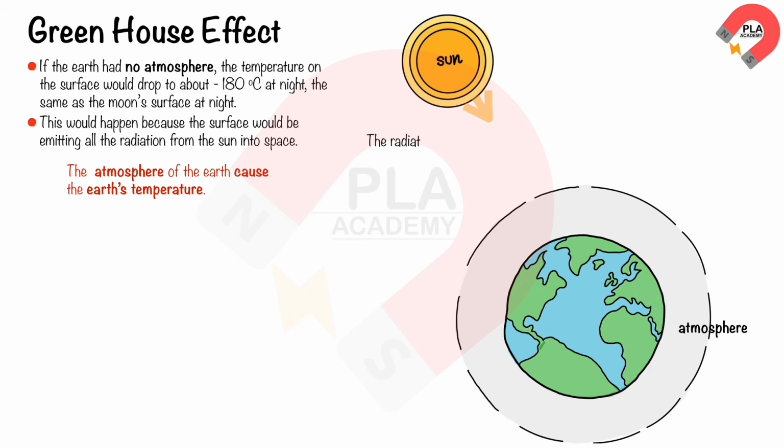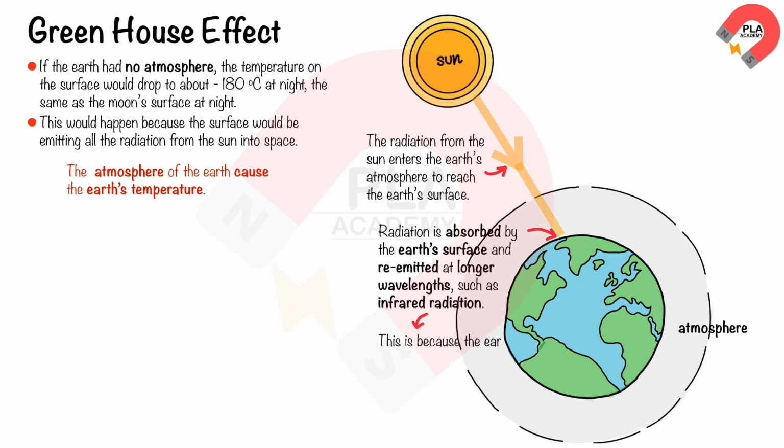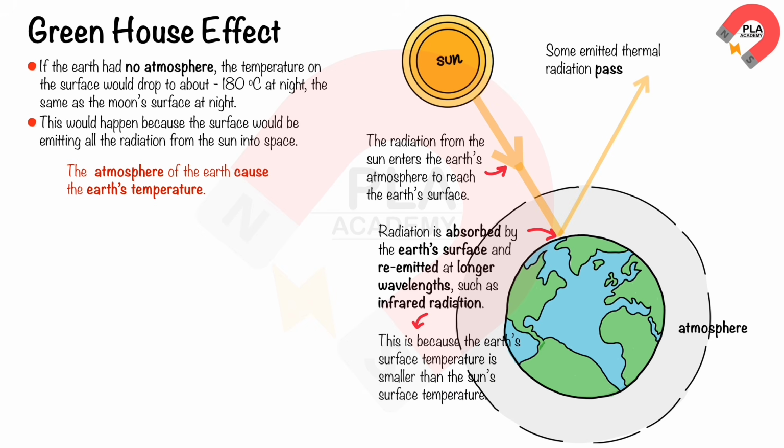The radiation from the Sun enters the Earth's atmosphere to reach the Earth's surface. Radiation is absorbed by the Earth's surface and re-emitted at longer wavelengths, such as infrared radiation. This is because the Earth's surface temperature is lower than the Sun's surface temperature. Some emitted thermal radiation passes through the atmosphere into space.